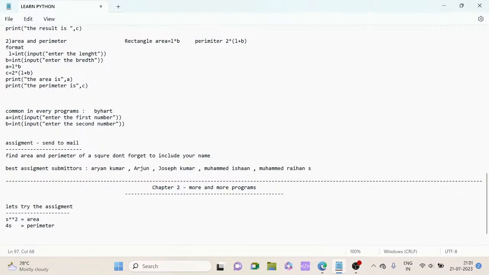So daily we will be choosing, not the best assignment submitter, but a random assignment submitter, we can say. Random selected means like a spin wheel. We will select 5 members daily and we will call their names. Everybody has done well. So now we can go for the random selected assignment submitters: Aryan Kumar, Arjun, Joseph Kumar, Muhammad Ishan, and Muhammad Rehan S. These 5 members were randomly selected as the best assignment submitters.